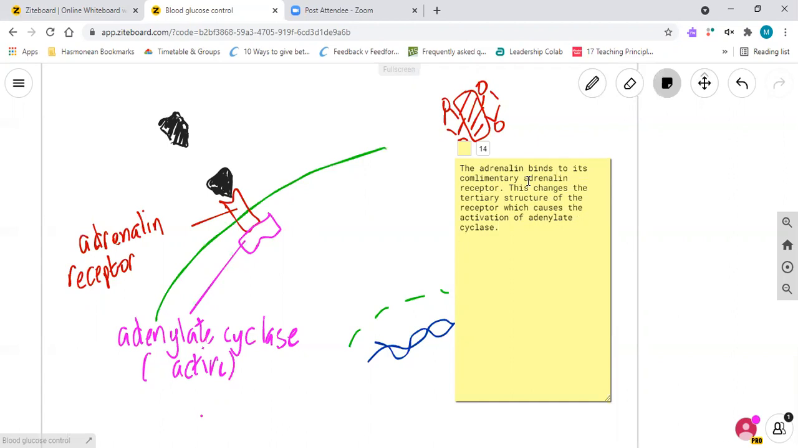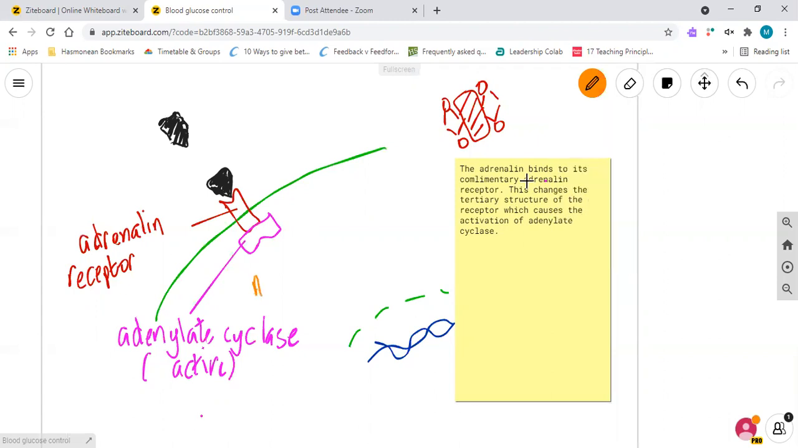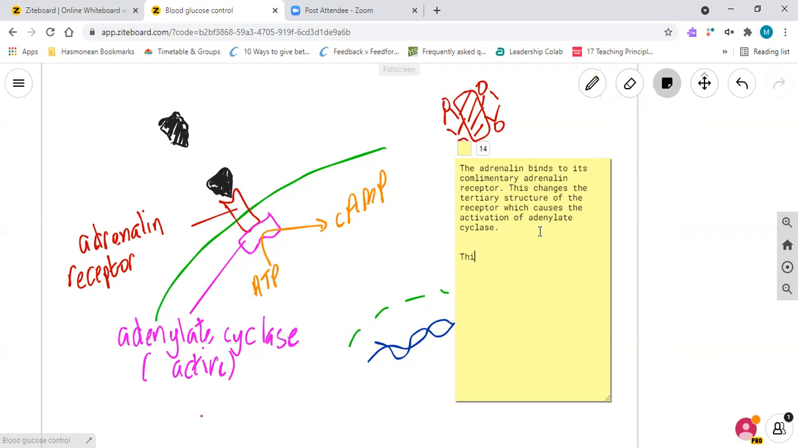Now, what is the job of adenylate cyclase? Well, adenylate cyclase is responsible for the conversion of ATP to cyclic AMP, cAMP. Okay, cyclic adenosine monophosphate. So we've got ATP, we're converting it to cyclic AMP. This catalyzes the conversion of ATP to cAMP.